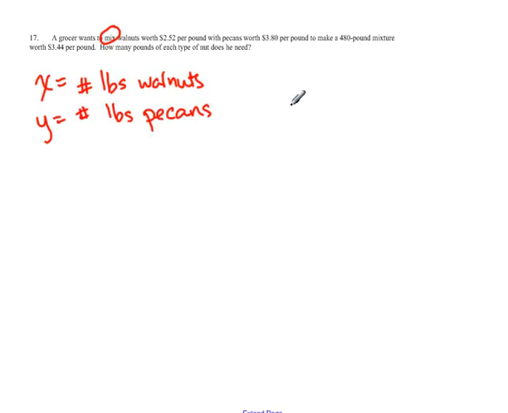Okay, now when we read the problem, it says that the walnuts are worth $2.52 per pound and pecans are $3.80 per pound, and we want to make a 480-pound mixture that's worth $3.44 per pound. Notice that we have a total of the combination of the mixture, so this makes this a total value type of mixture problem, meaning we have the total of the two combined mixture items.